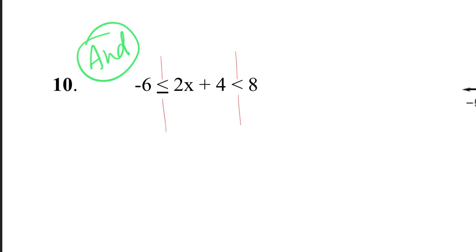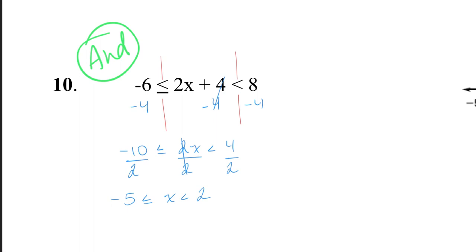Okay, so what can we do first? Well, let's just subtract 4, right? So that means you have to do it in all places. Okay, that's going to give us negative 10 is less than or equal to 2x, which is less than 4. All right, then lastly, we divide by 2, because we got to get rid of that 2. So divide everything by 2. All right, so it's going to be negative 5 is less than or equal to x, which is less than 2.